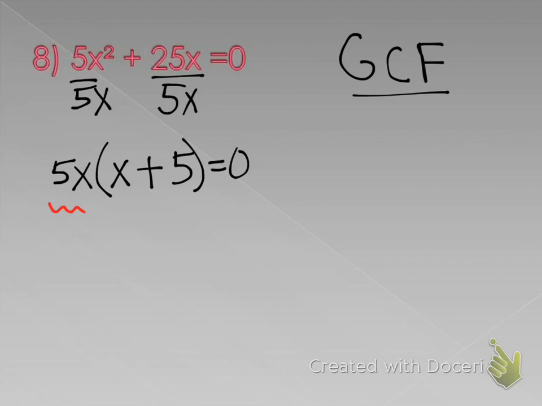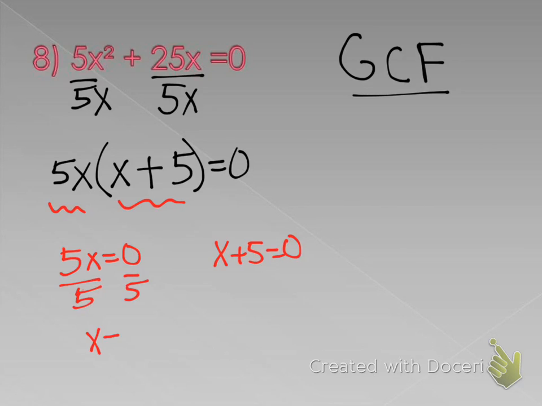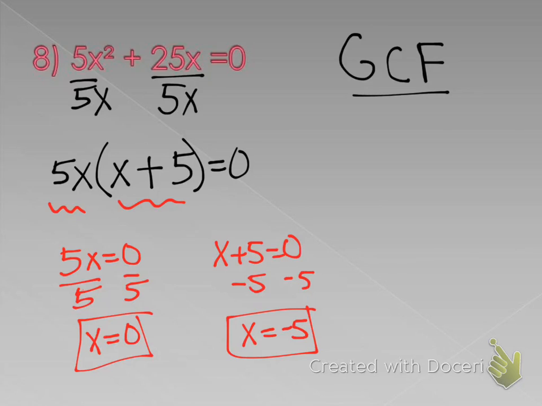Now you can set each piece equal to 0, so 5x equals 0, or x plus 5 equals 0. So 0 is one of our solutions, and -5 is the other. Done. Raise your hand if you have any questions.